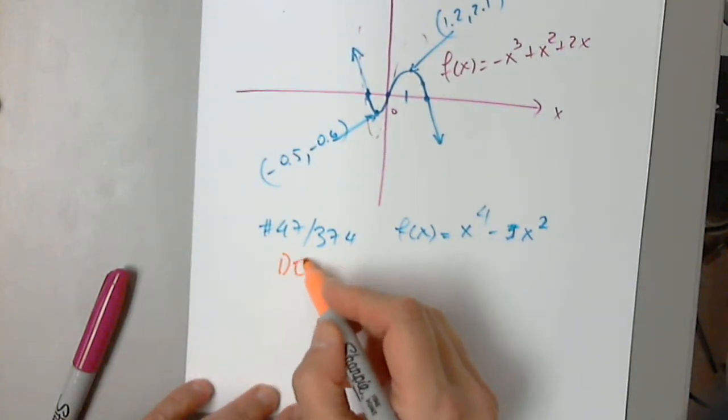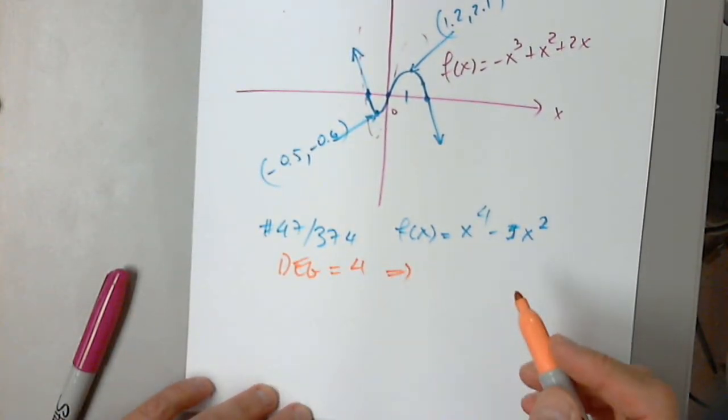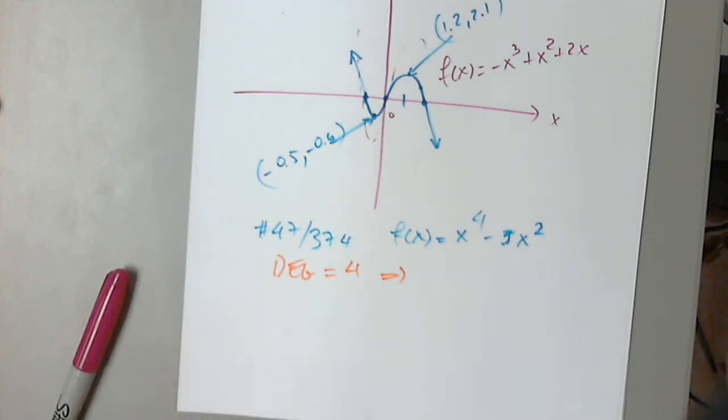Degree. Maximum possible number of turns. When we say maximum, yes, ma'am? It's 3. Which means, does the function have to turn 3 times? No. But it cannot turn more than 3.